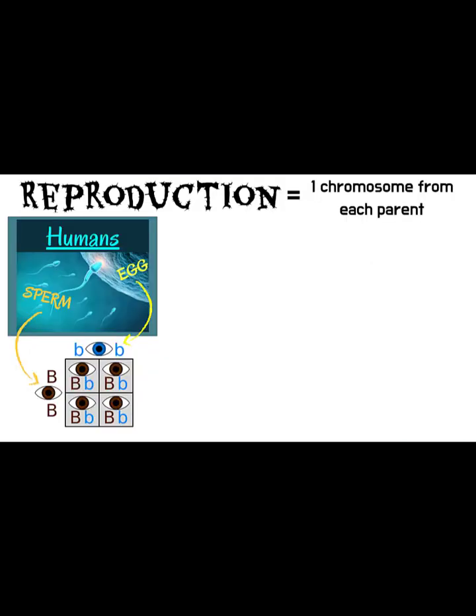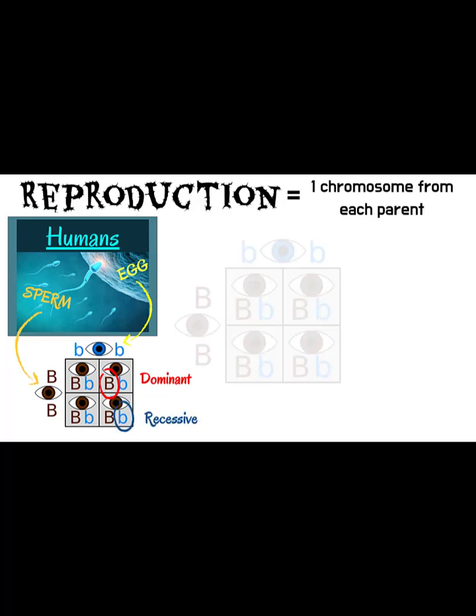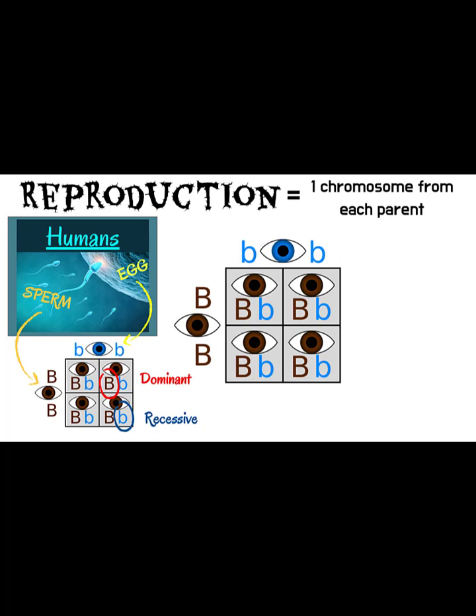In reproduction, you get one chromosome or one allele from each parent. Remember that the chromosomes come in pairs. In the case of humans, you get it from sperm and egg. We can have a dominant allele, shown as a capital letter, or recessive allele, a lowercase letter. Take a minute and fill out the section of sperm and egg in your notes.